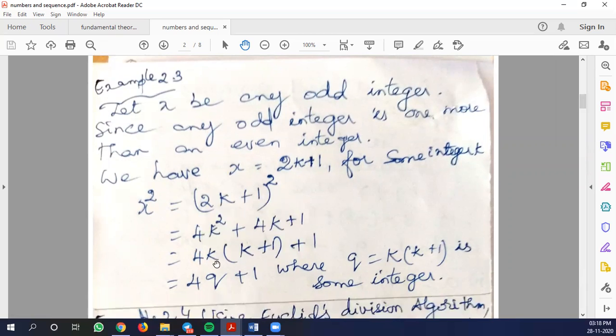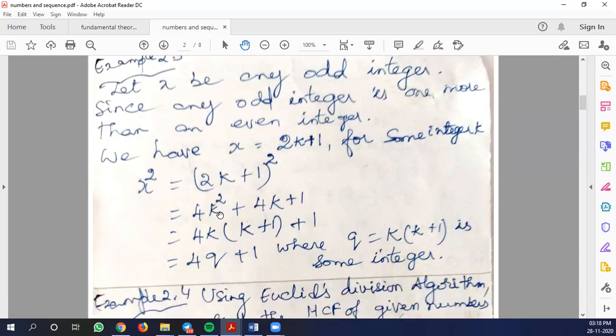Now we are taking this 4k outside for these two terms. If I take 4k outside, only this k will remain. If I take 4k outside, 1 will remain. So k plus 1, plus 1. Now q is equal to k into k plus 1. We have taken this as q. k into k plus 1 is some integer. So it is 4q plus 1.